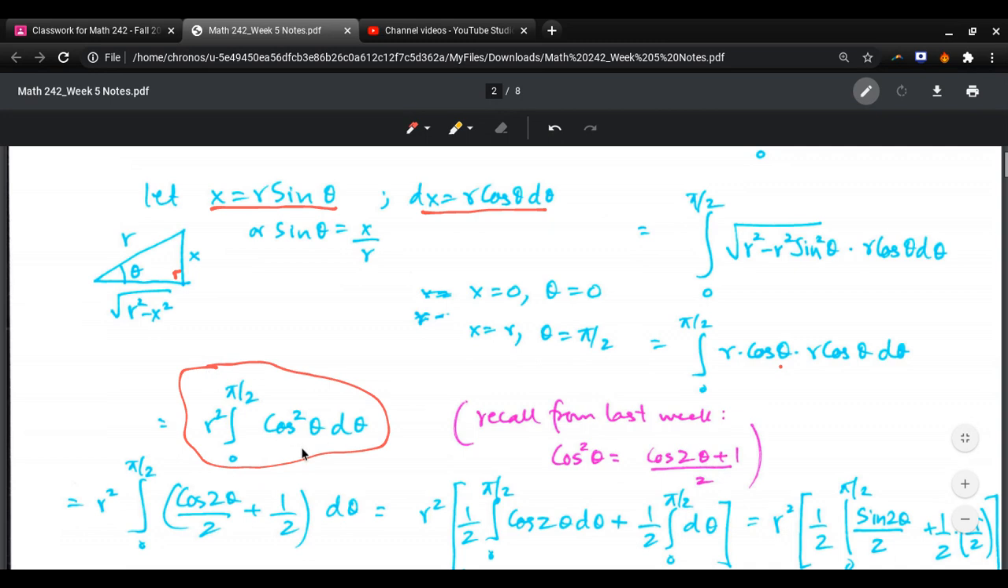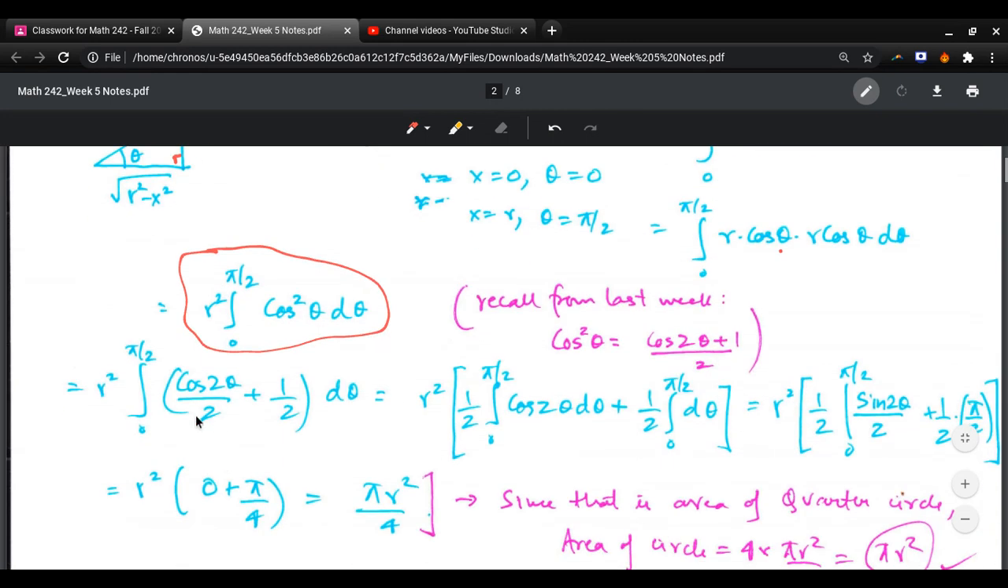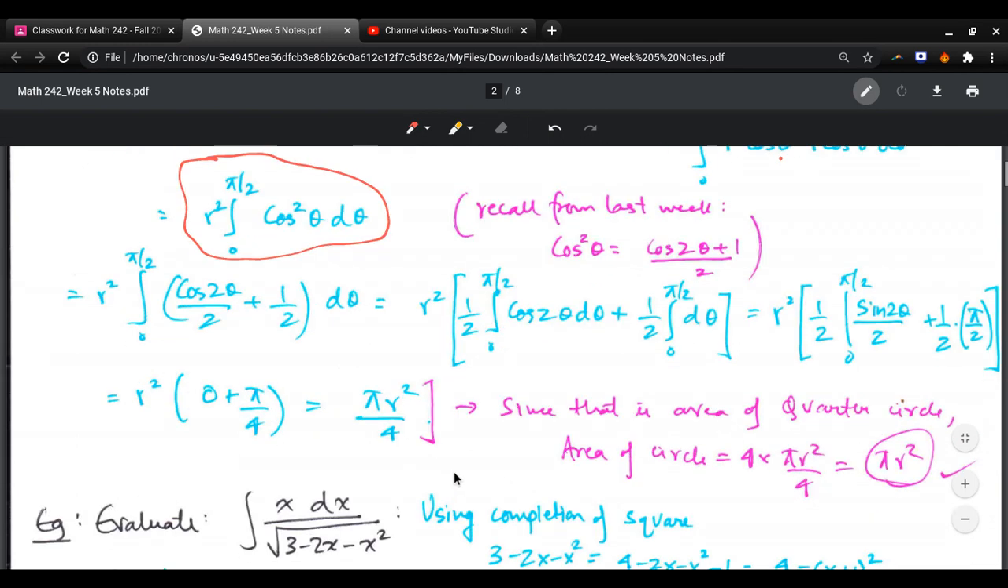Now over here, you can either use a reduction formula for cos squared, or you can remember this identity: cosine squared theta is cosine 2 theta plus 1 over 2. And you end up with a linear term of cosine. Okay, leave the r squared outside. You have a 1/2 integral of sine theta over 2 from 0 to pi over 2, which is 0. And you end up with pi r squared over 4. Now that's the area of a quarter of a circle. There are 4 quarters in a full circle, so the full area is pi r squared, as expected.